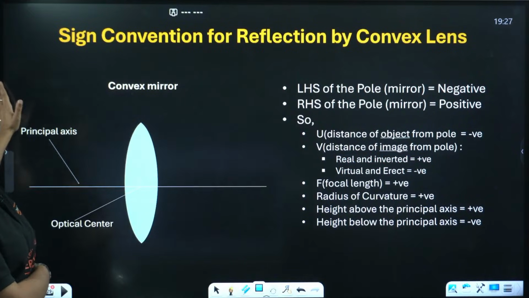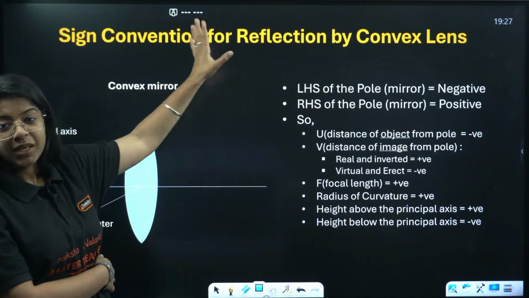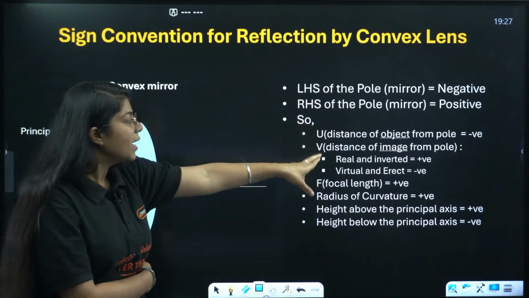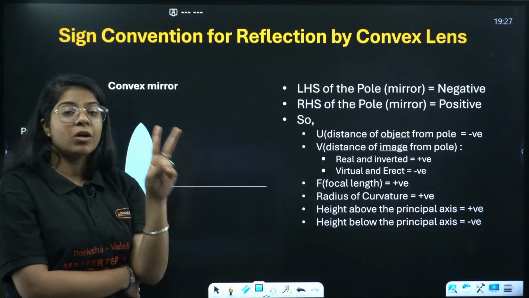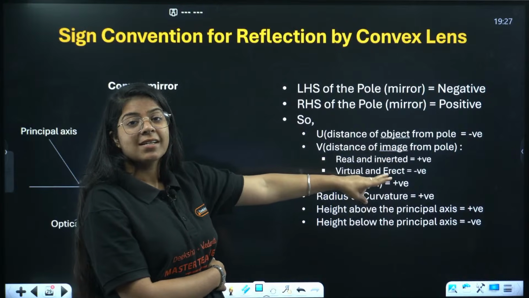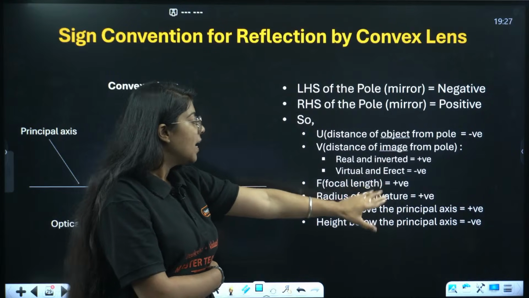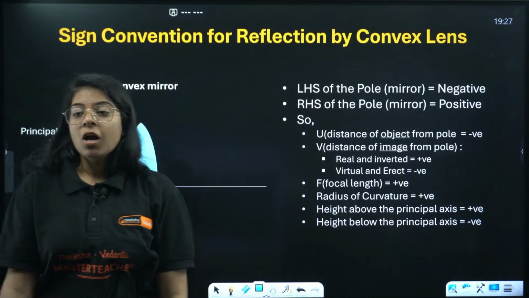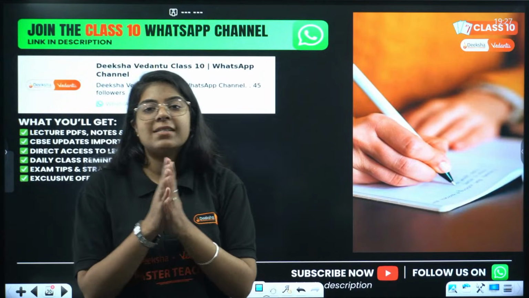And next we have convex lens. Again, left hand side of the pole negative, right hand side positive. Then u is again negative. Image distance for convex lens, we have two kinds of images: real and inverted is positive, virtual and erect is negative. Focal length of convex lens is always positive, radius of curvature positive, height above the principal axis positive, below the principal axis negative. And that is it for today's live.